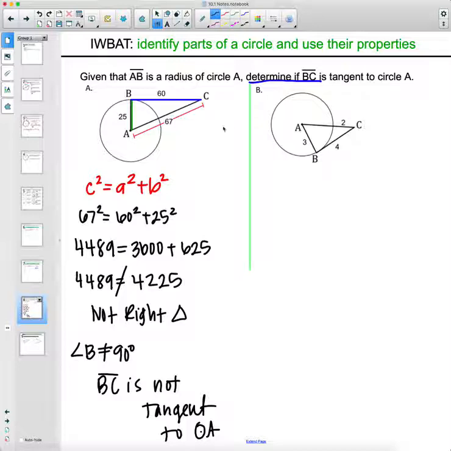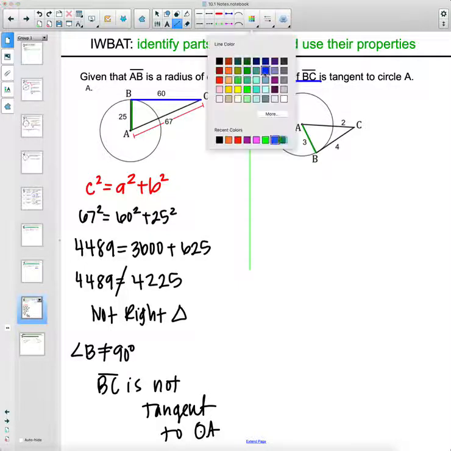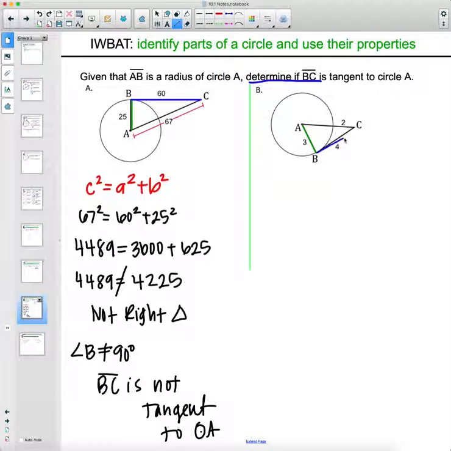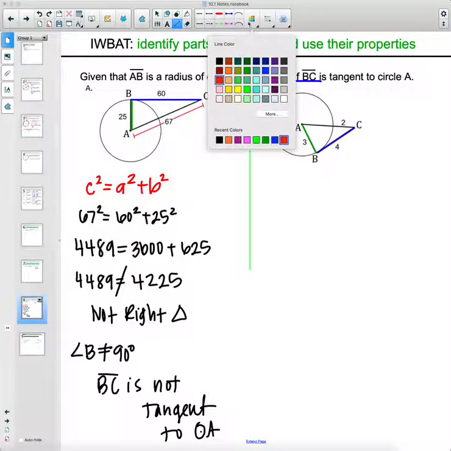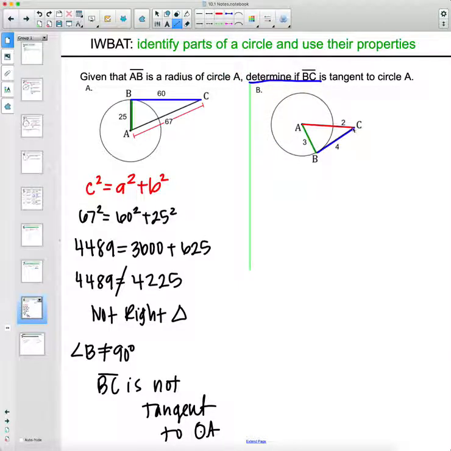Okay, so next one. So again, determine if AB, so AB is the radius, determine if BC is tangent. So this is the radius, and then we're trying to decide if this is tangent. Okay, so that would mean that those two are our legs, so this would be our right angle, and this would be our hypotenuse when we go to do Pythagorean theorem.